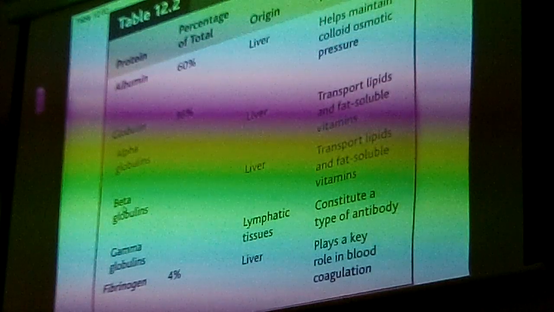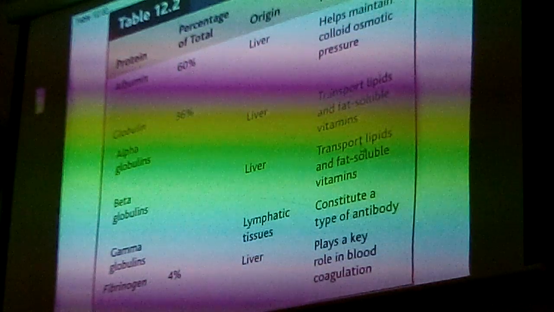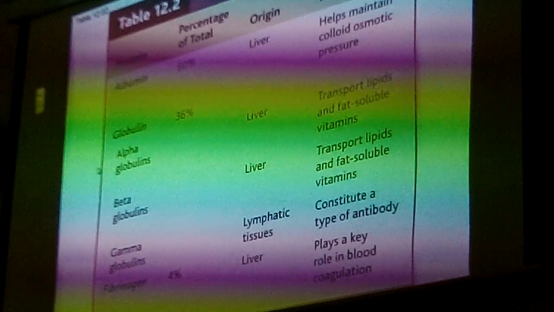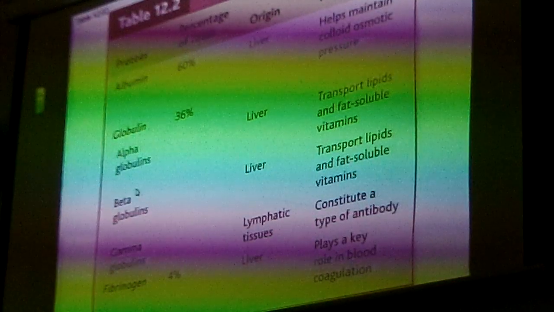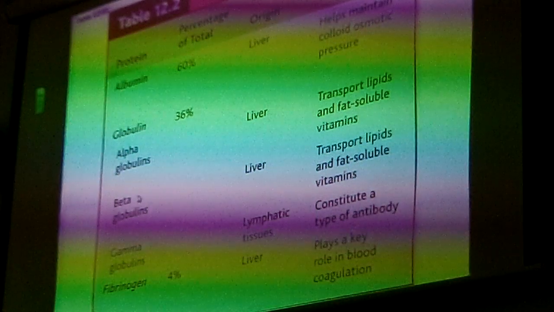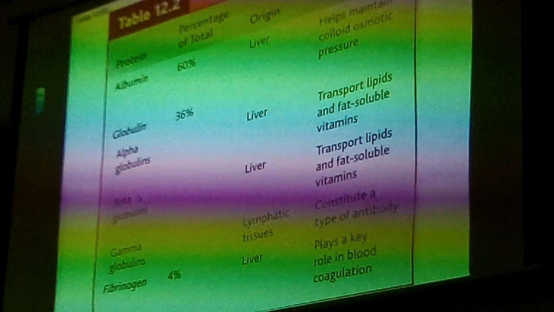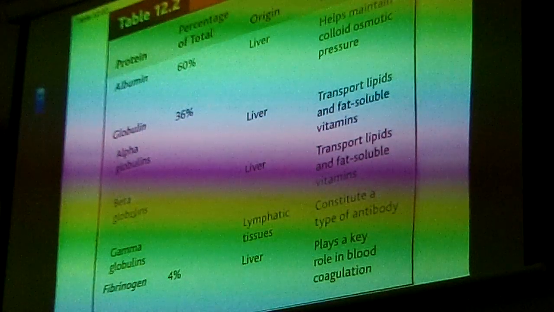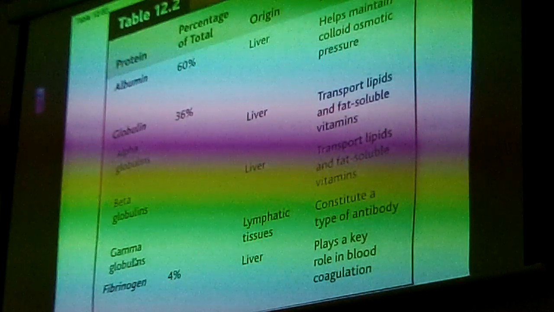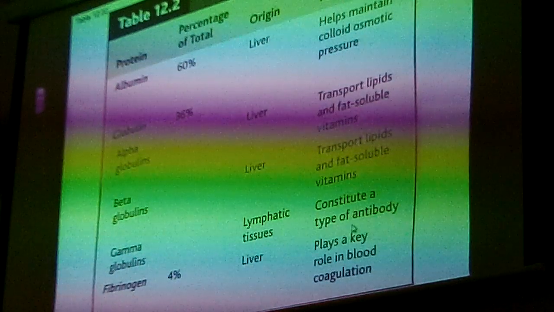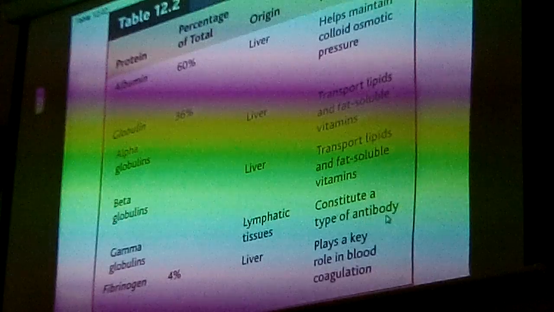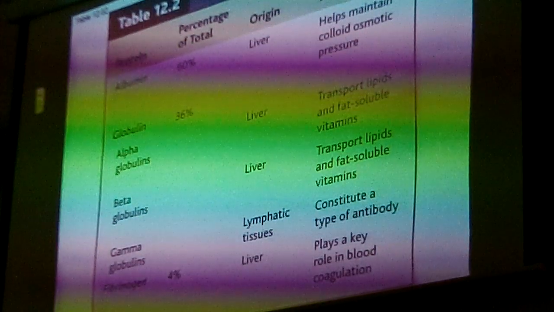Beta globulins do the same thing, but they transport different types of lipids and vitamins. So both alpha and beta are transporters, like I say, like little taxi cabs in the blood. Gamma globulins are also called antibodies. Have you ever heard of antibodies? We learned about these in AP Bio.